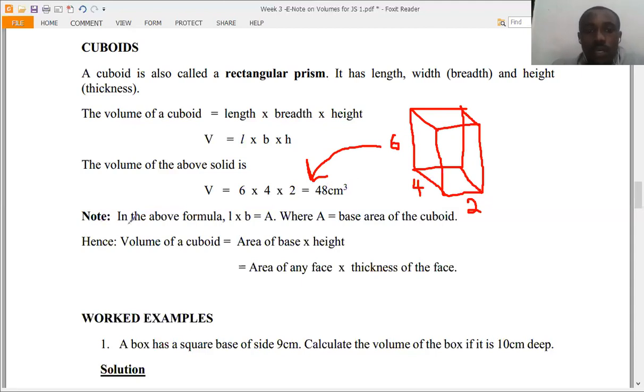Note, in the above formula, length and breadth is equal to the area A, where A represents the base area of the cuboid. Can you see that? The base area of the cuboid. Hence, the volume of a cuboid is equal to base area times height. That is the area of any face times thickness of the face. Okay?